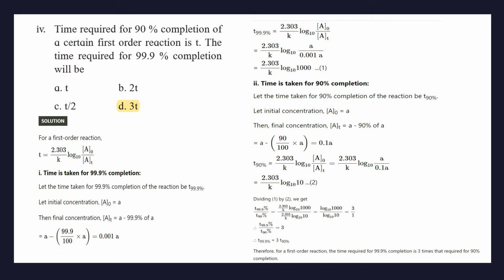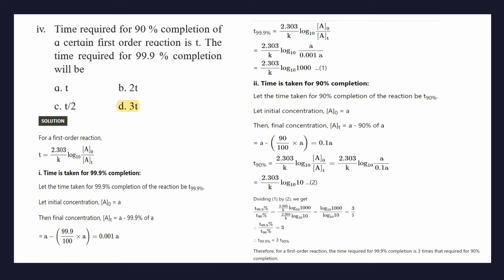Fourth question. Time required for 90% completion of a certain first order reaction is T. The time required for 99.9% completion will be. Solution. For a first order reaction, the time T is equal to 2.303 upon K logarithm to the base 10 molar concentration, that is A0 upon AT.